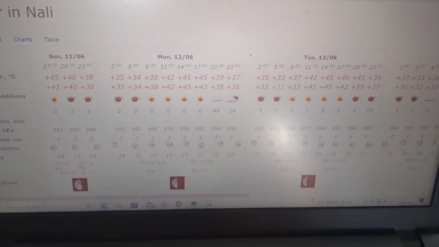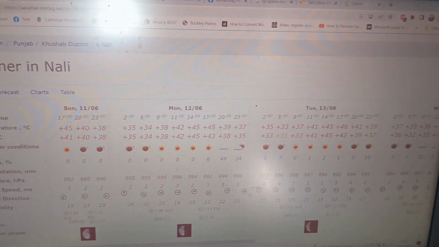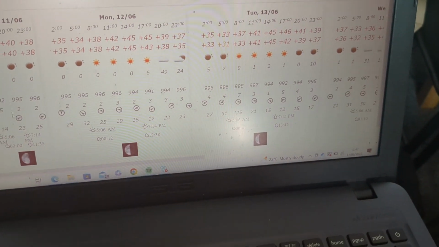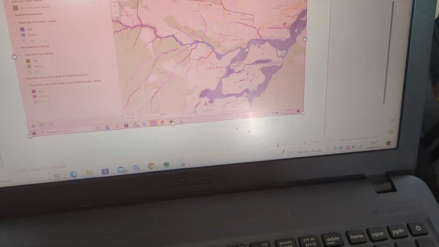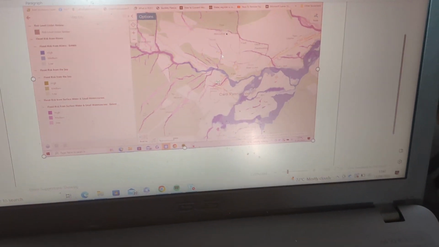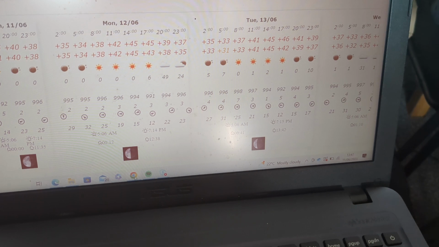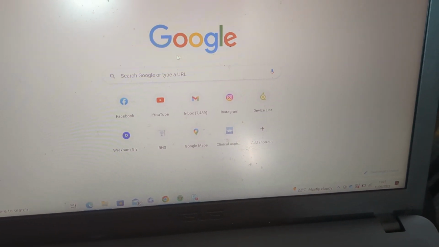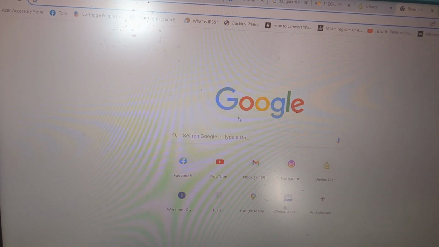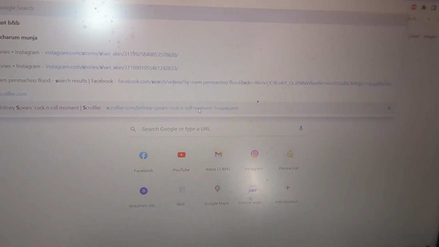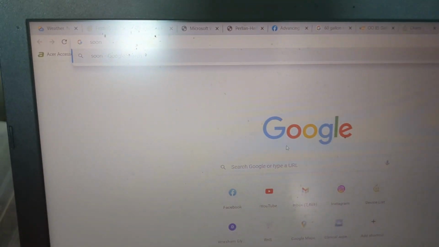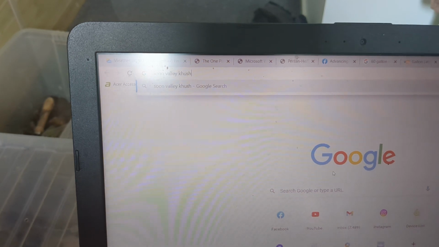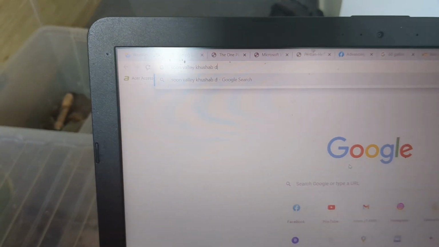And in fact, let's just have a quick look at a picture of Nali. 1 second, guys. So, hang on. Soon Valley. Kushab district.